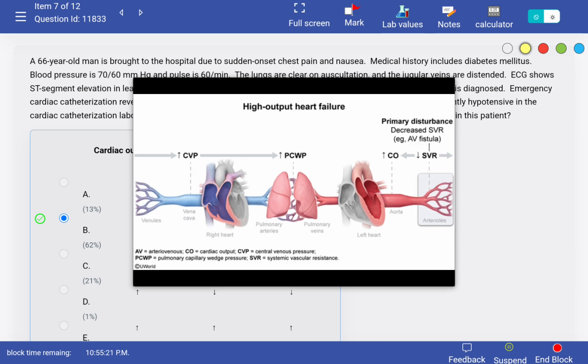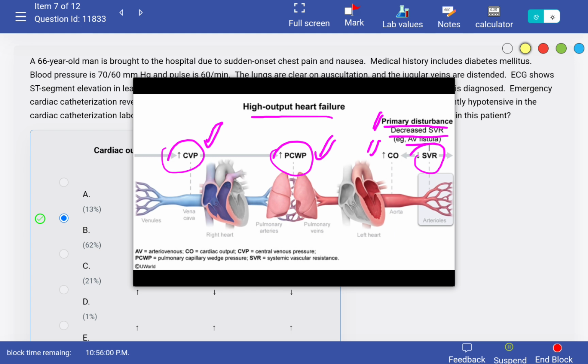In case of high output heart failure, the primary disturbance is again a decrease in SVR, right? For example, in case of AV fistula, there will be a decrease in SVR, so that would increase cardiac output, right? Since there is high output, that would increase central venous pressure, and with that the pulmonary capillary wedge pressure, right?